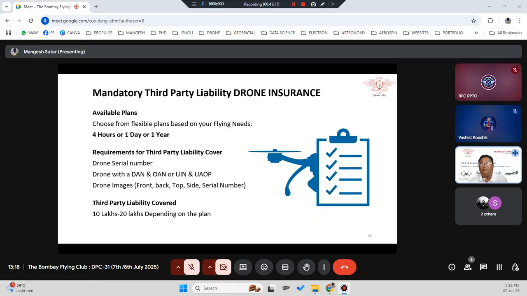Okay. So my insurance will be valid only for that particular days of operations. I can specify and give it. For example, I'm a training institute. I need an insurance for the whole year. So I have taken insurance for the whole year.